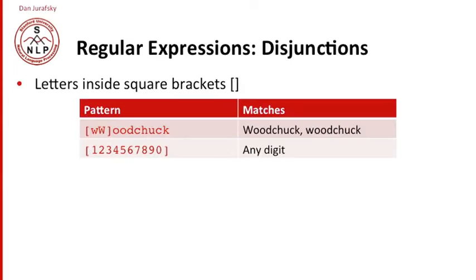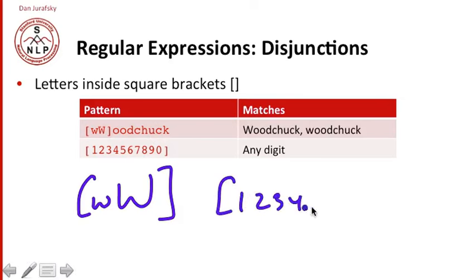The square brackets in a regular expression pattern mean any letter inside these square brackets. So square bracket lowercase w, capital W, square bracket means either a lowercase w or a capital W. So we can combine that with woodchuck to match lowercase or uppercase woodchuck. And similarly with digits 1, 2, 3, 4, 5, 6, 7, 8, 9, 0 matches any digit. Now that was kind of annoying to write.